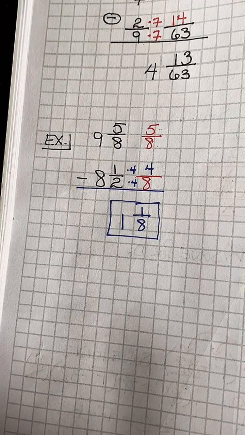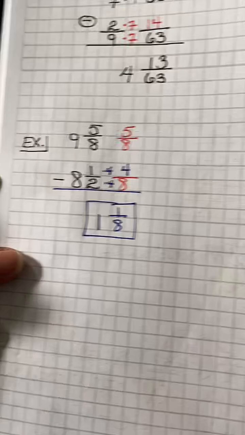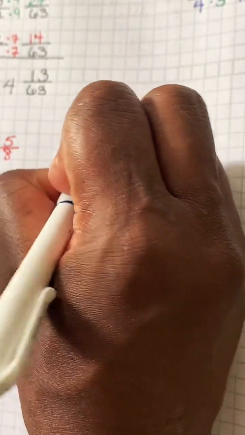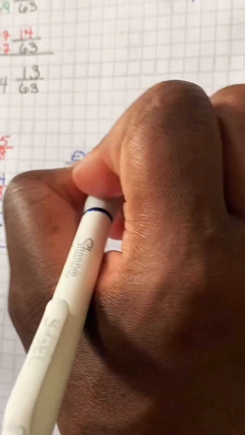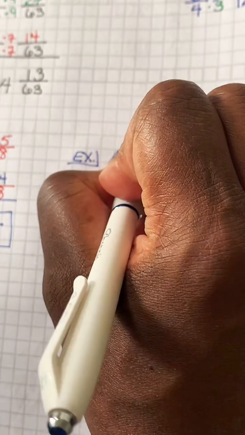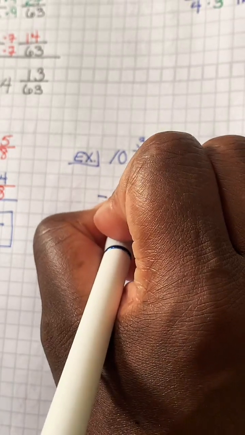Where the top whole number is smaller. Another one of those? Sure. Give me a moment. Okay, let's give this one a try. All right, so let's say 10 and 3/4 minus 6 and 4/5.